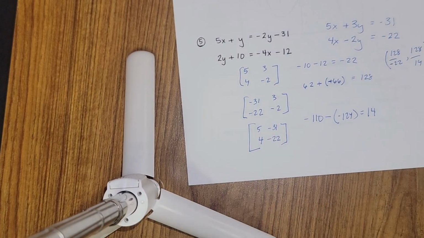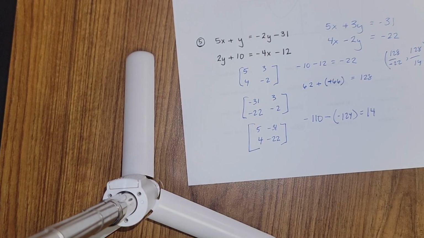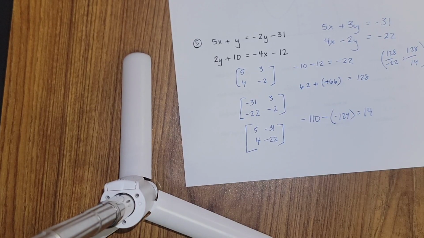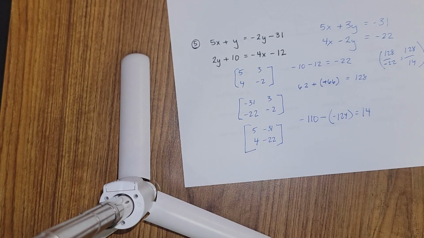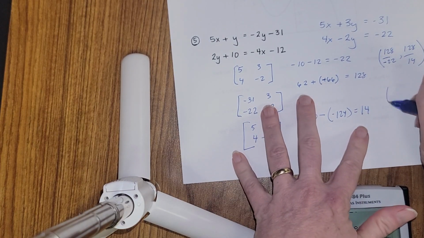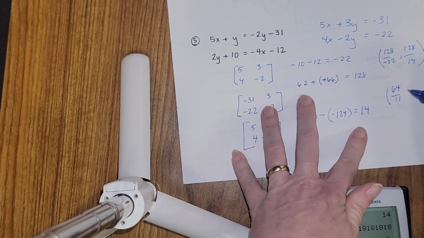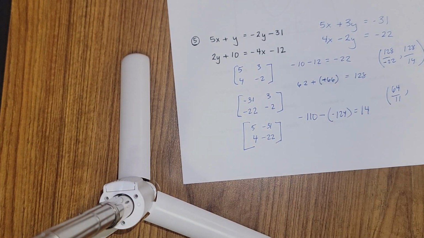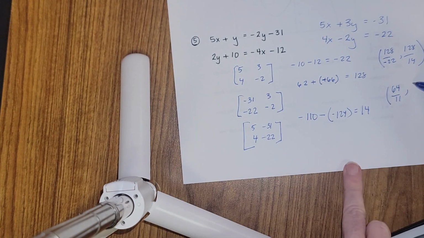Let me see if those simplify. 128 over 22, 64 over 11. That's an awful number. Let me check that one just to be sure. And then 128 over 14. I mean, they're not guaranteed to come out even. That one doesn't come out either. So 64 over 7.